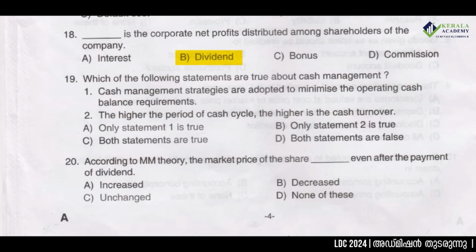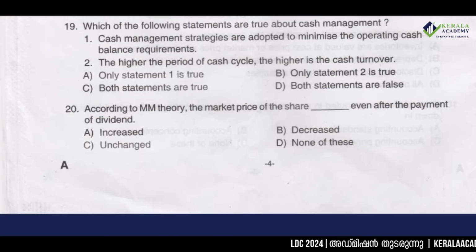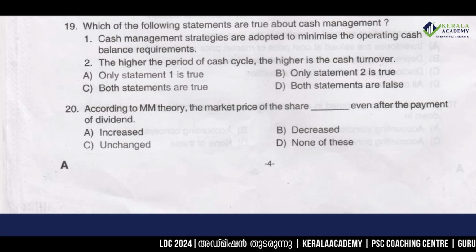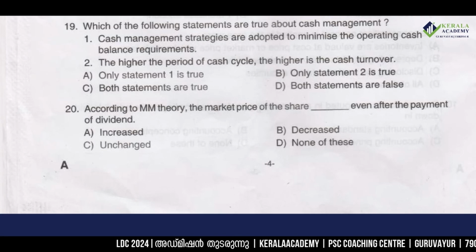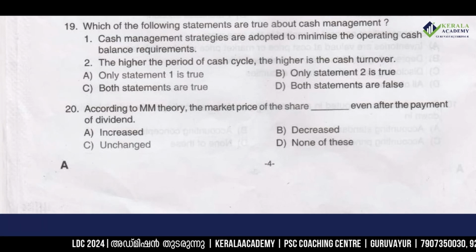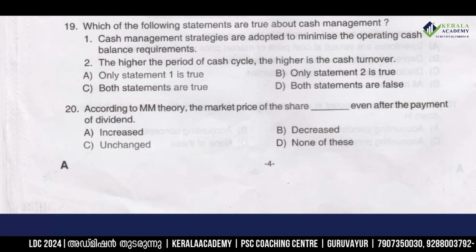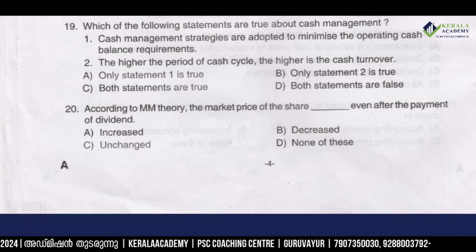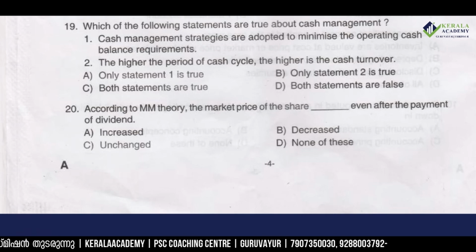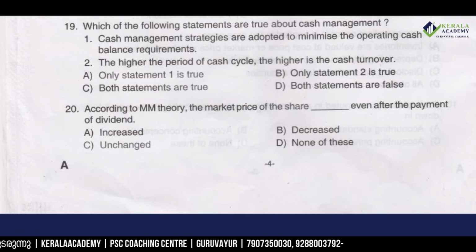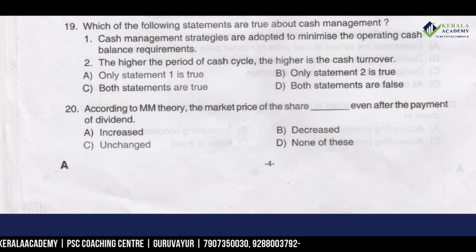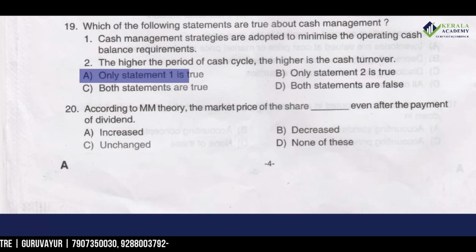Which of the following statements are true about cash management? Cash management strategies are adopted to minimize the operating cash balance requirements. The higher the period of cash cycle, the higher is the cash turnover. Option A, only statement 1 is true. Option B, only statement 2 is true. Option C, both statements are true. Option D, both statements are false. Correct answer, option A, only statement 1 is true.